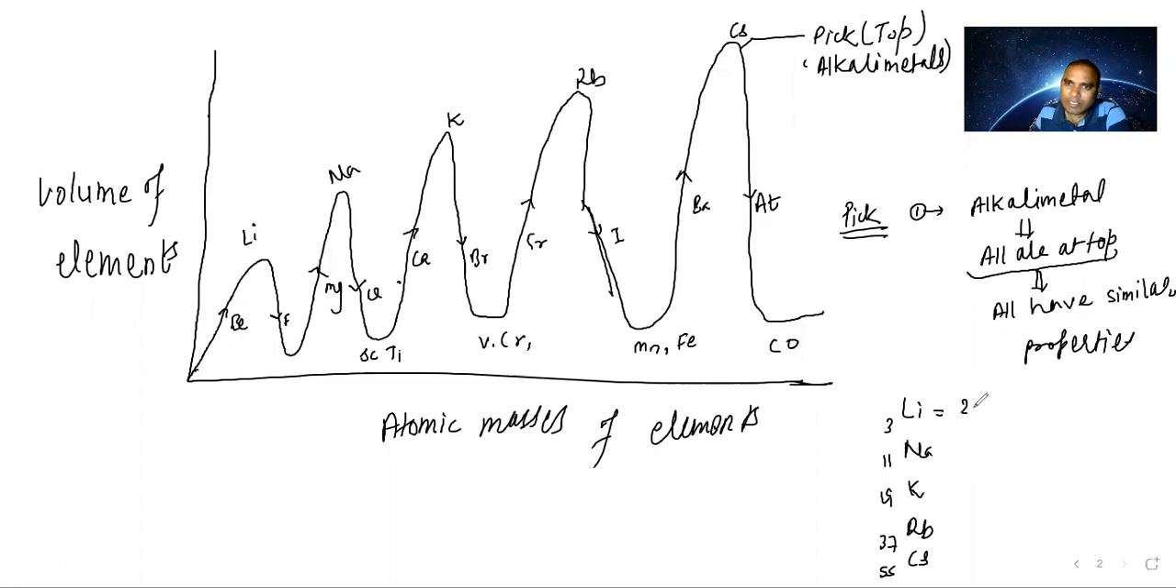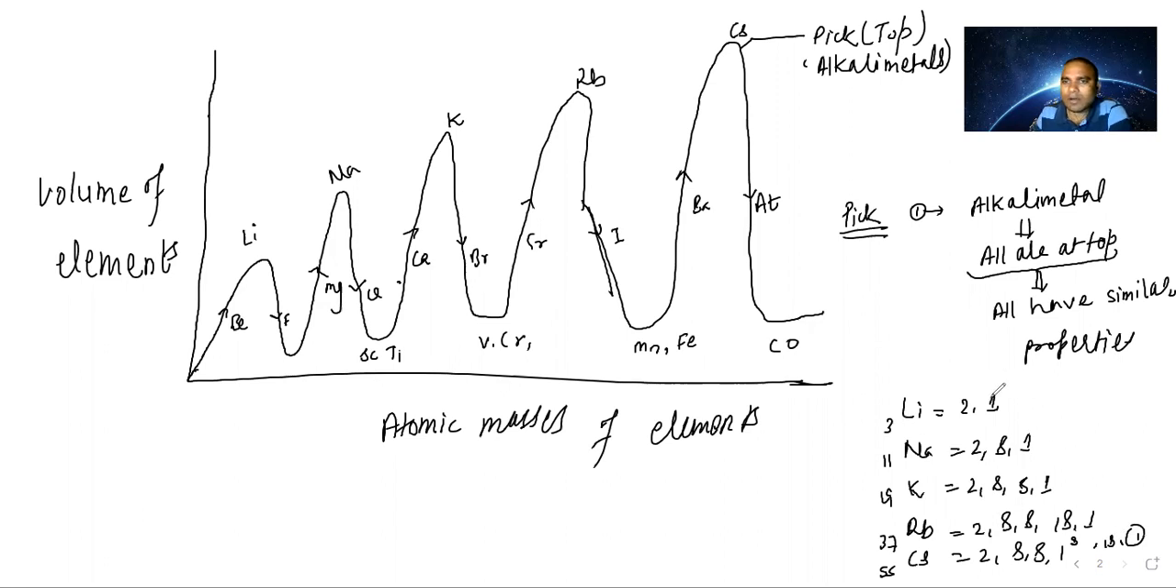For lithium it is 2 and 1, so one valence electron. Here it is 2, 8, 1, one valence electron. Here 2, 8, 8, 1, again one valence electron. Then 2, 8, 8, 18 and 1. Similarly here 2, 8, 8, 18, and again 18 and 1.